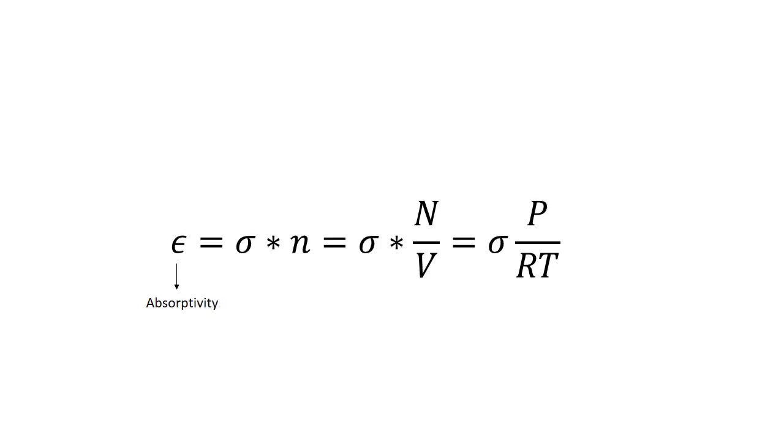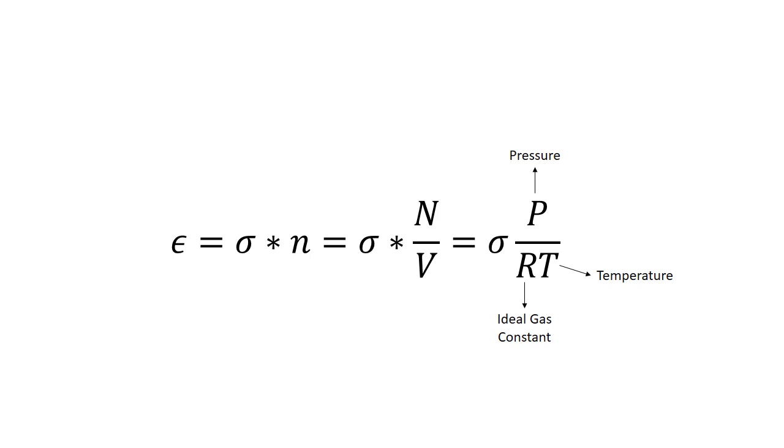The absorptivity is equal to the absorption cross-section times the molar number density, where the molar number density is just the total number of moles per unit volume. And you recall that these two things are related to each other via the ideal gas law, which is usually written PV equals nRT. So do the algebra yourself. You'll see that this relationship at the end is correct.